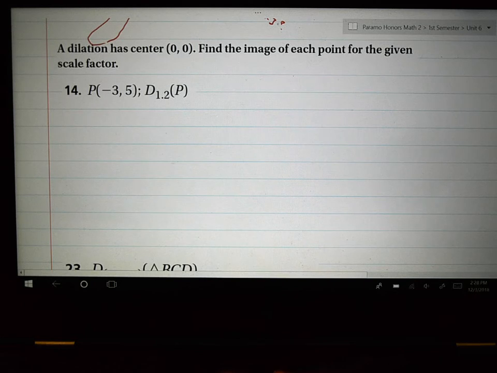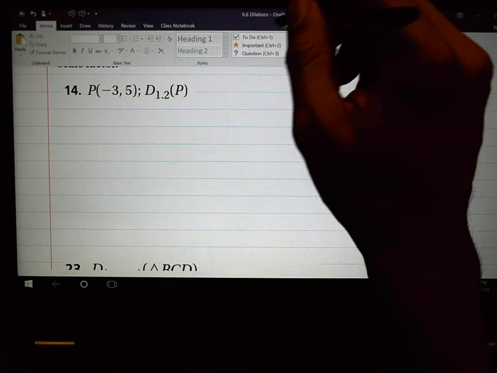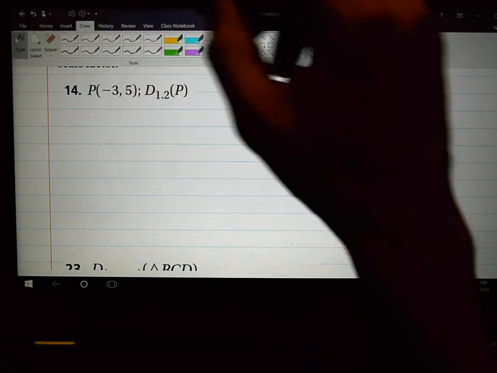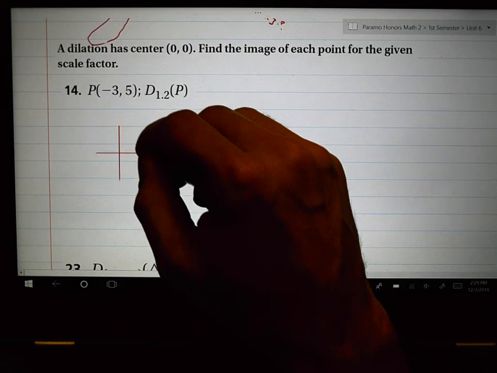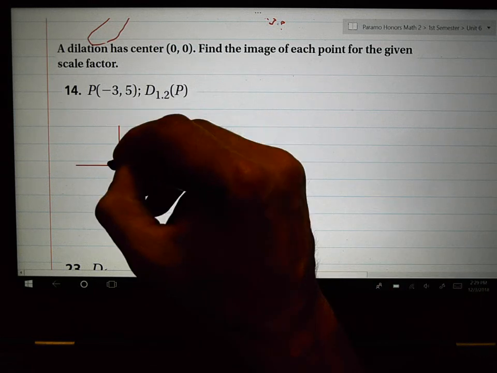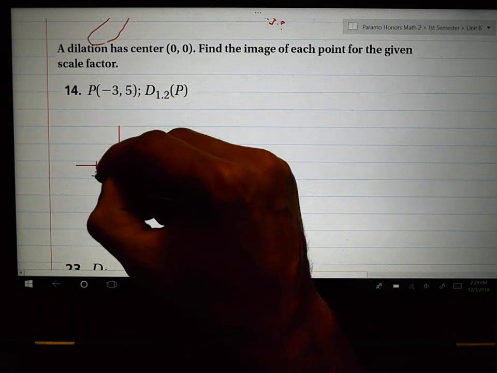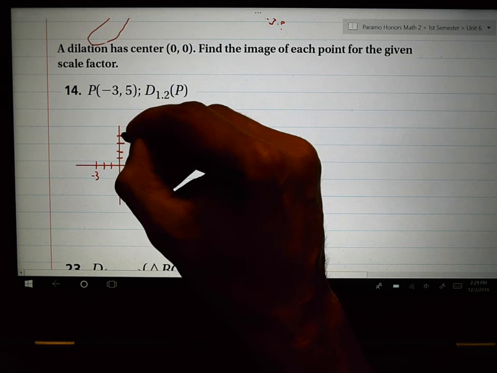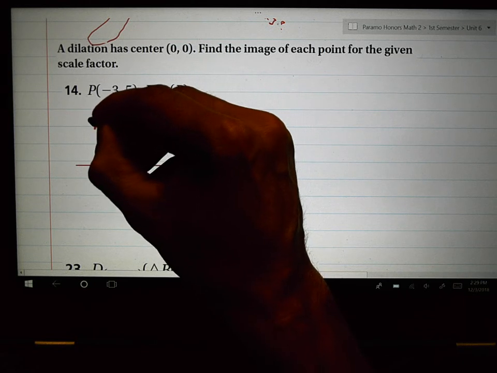And then what happens is we're going into number 14. Number 14 says a dilation has center of 0, 0. Find the image of each point for the given scale factor. So there might be a bunch of different points on the coordinate plane. I'm going to insert here an XY axis just so I can have something. And then I'm going to go 1, 2, negative 3 to the left, 1, 2, 3, 4, 5 up, and I'm going to put the point P right here.